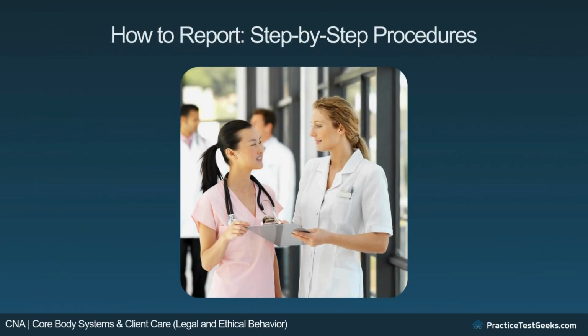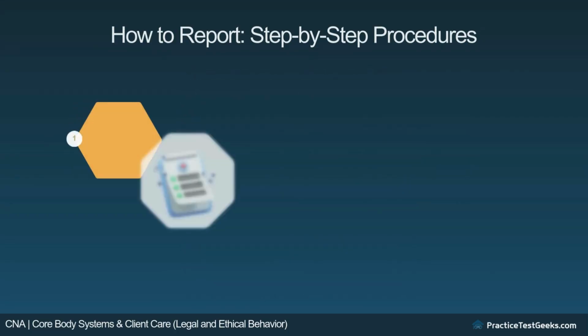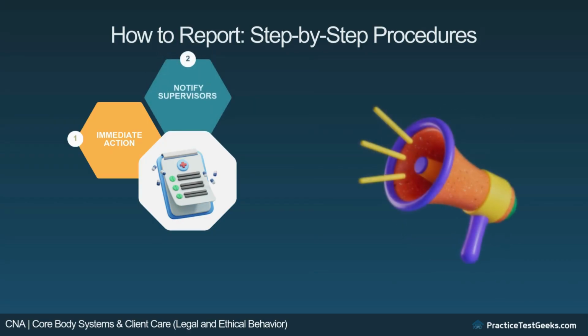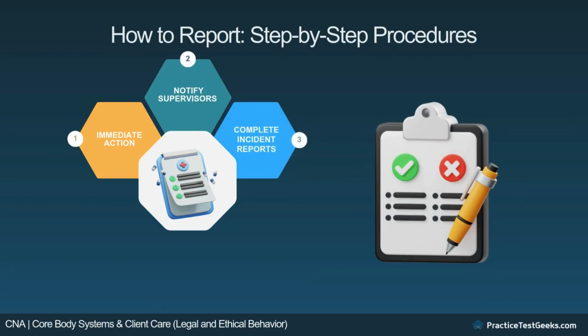How to report. Step-by-step procedures. Clear, step-by-step guidance is essential. This module walks learners through: 1. Immediate action. Ensure resident safety. Intervene if necessary. 2. Notify supervisors. Report suspicions promptly to a nurse or supervisor per facility protocol. 3. Complete incident reports. Fill out accurate and thorough documentation detailing the incident, observations, and actions taken.